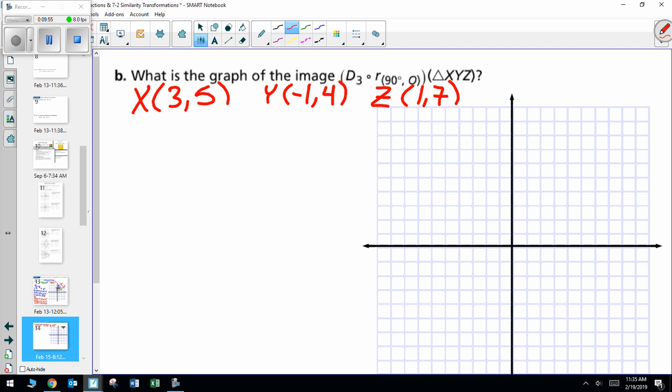So, if I plot that on my coordinate plane, again, same one, so it's going to be at the same coordinate points as the other one started at. So 3 up, 1, 2, 3, 4, 5. That's going to be my x. Y is at negative 1, 1, 2, 3, 4. And z is at 1, 7.